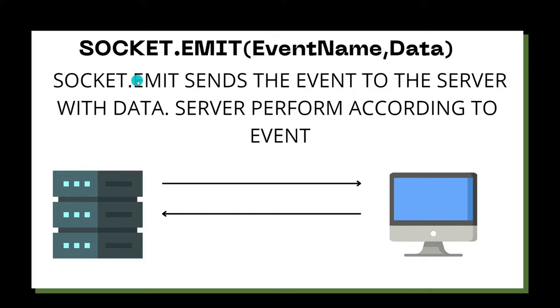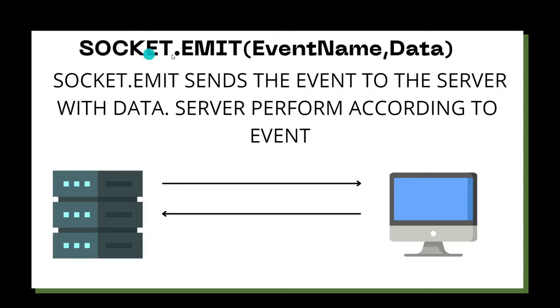Socket.emit takes an event name, and you can give this event name any name you want. We have some built-in events in Socket.io as well, and we will see that in the next videos. But in Socket.emit, you can give the event name any name you want, and after that, you have to provide the data. So what is this data? This is the data that you want to send to the server.